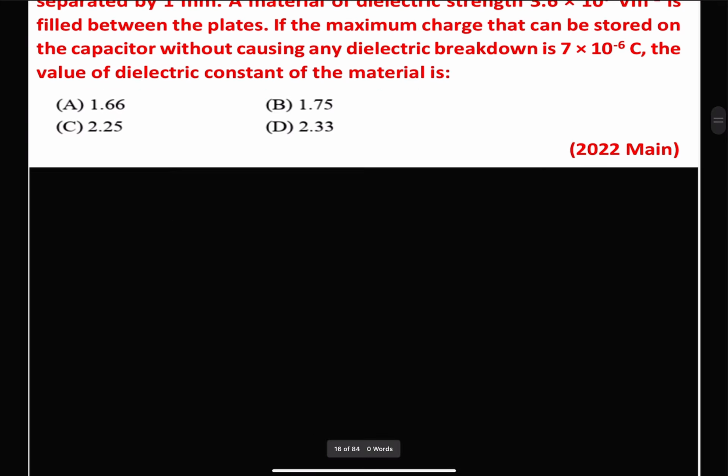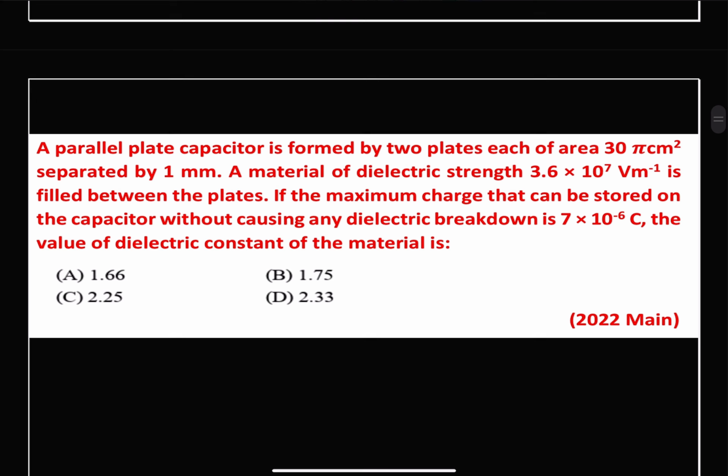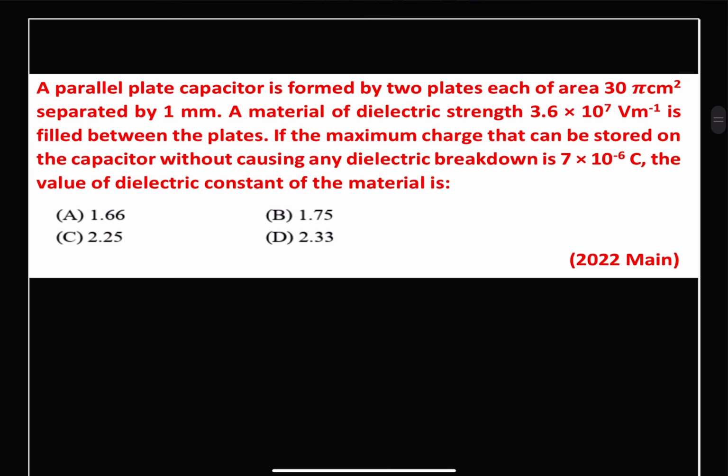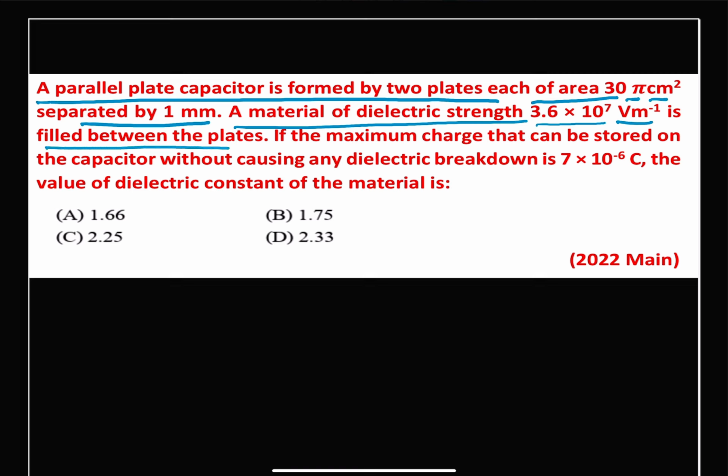It states that a parallel plate capacitor is formed by two plates, each of area 30 pi centimeter square, separated by 1 millimeter. A material of dielectric strength 3.6 into 10 to the power 7 volt per meter is filled between the plates. If the maximum charge that can be stored on the capacitor without causing any dielectric breakdown is 7 into 10 to the power minus 6 coulomb, the value of dielectric constant of the material is.